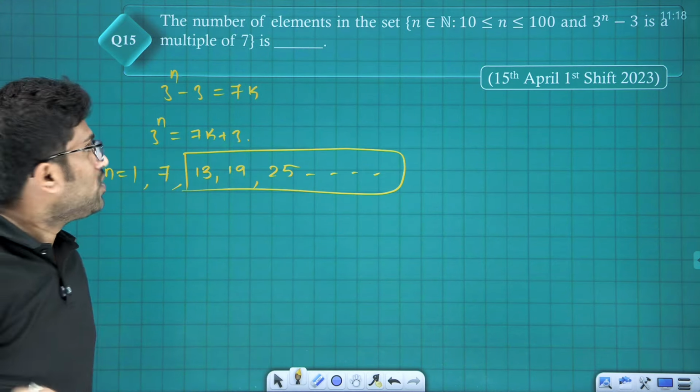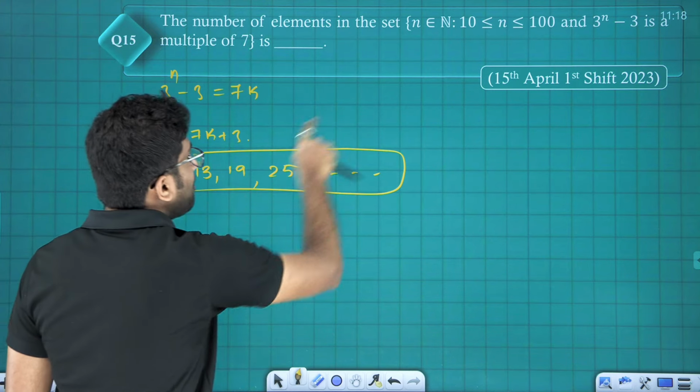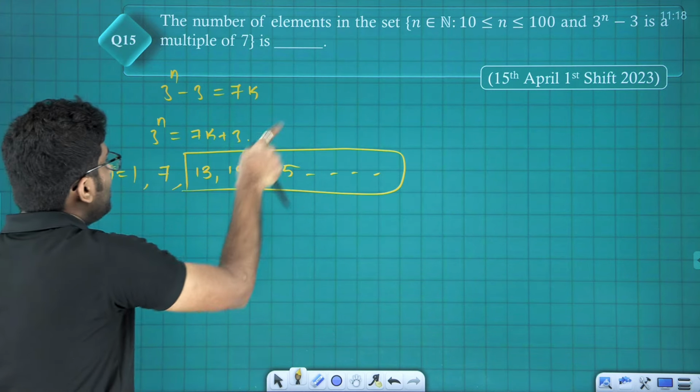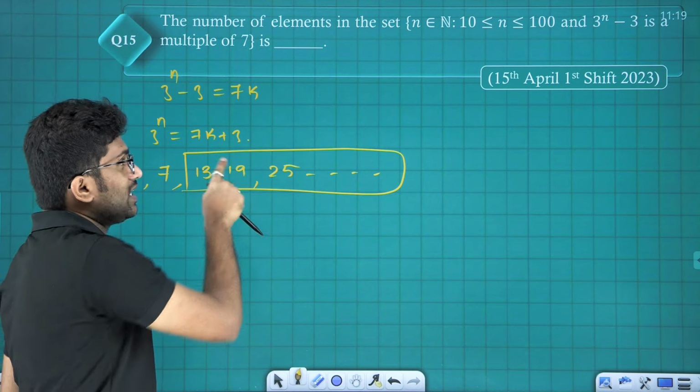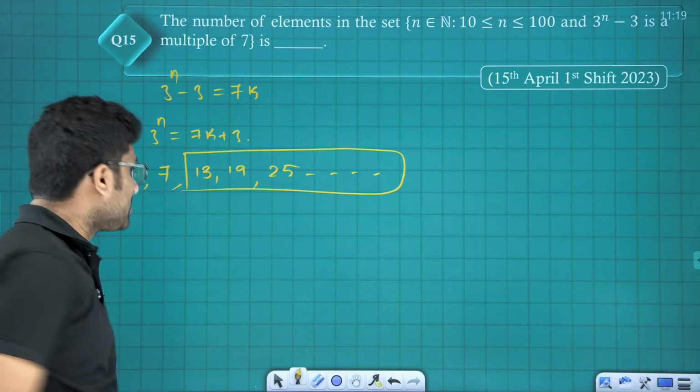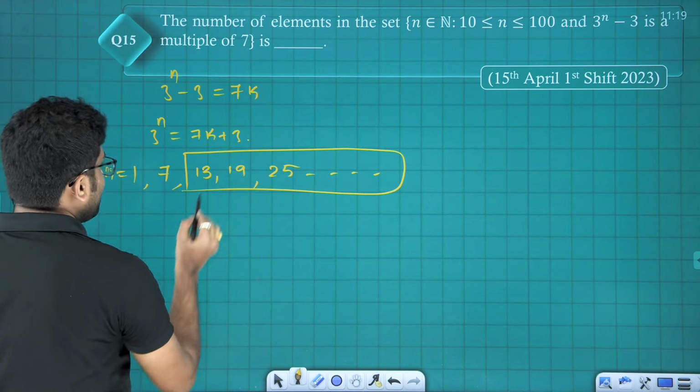Okay. So now the number of values of n, it is an arithmetic progression with first term 13, second term 19, that is common difference 6, and the nth term should always be less than the limit.